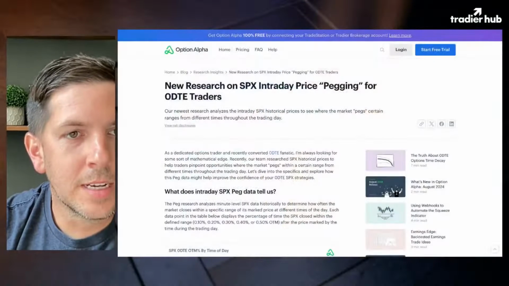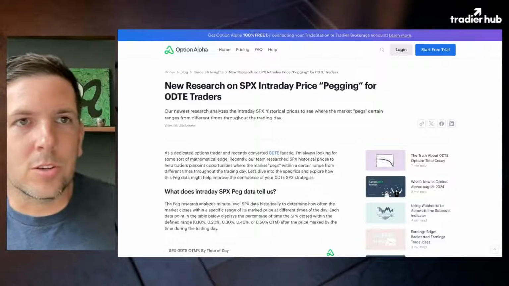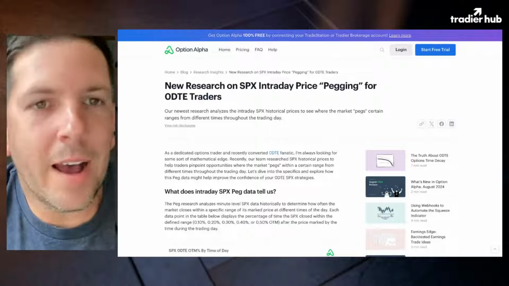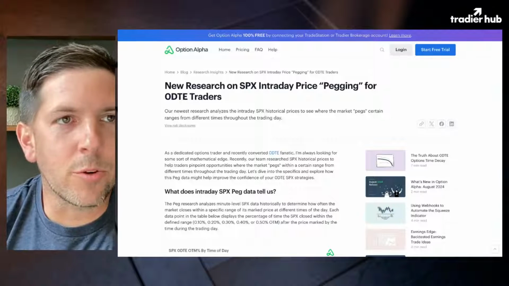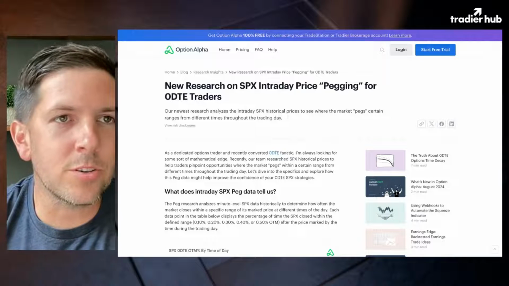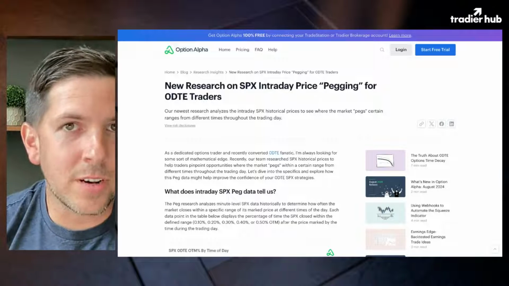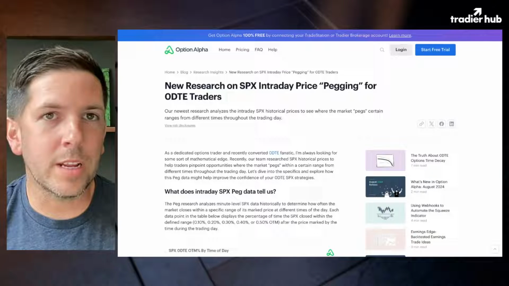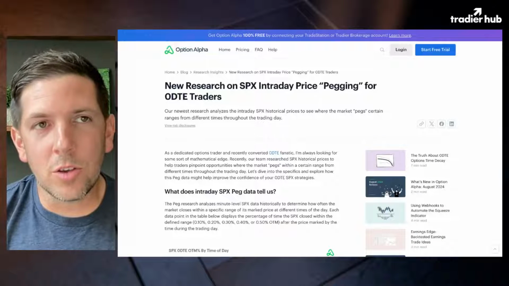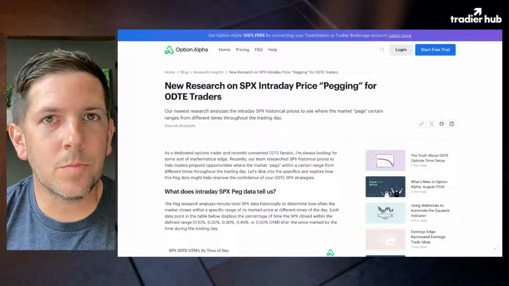Okay, so what we're going to go through here today is the new research. I think I have it up here on the tab. If you guys just want to switch over to the screen I'm sharing there. It's this new research that we published on the SPY intraday price pegging. I just want to go through what this research is, how you can access it, and then also how you can use it moving forward inside of your bots. So I'll show you the way that I think about how to potentially use it.